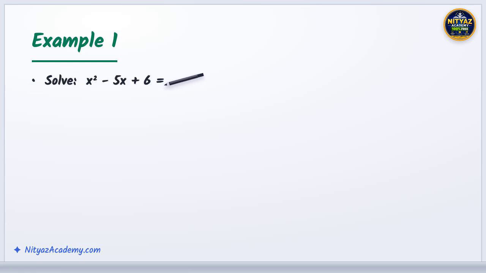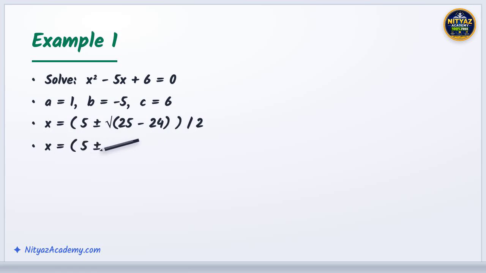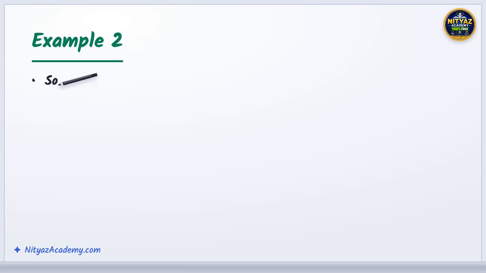Let's solve x squared minus 5x plus 6 equals 0. Here a is 1, b is negative 5, and c is 6. Plug in. X equals 5 plus or minus the square root of 25 minus 24 over 2. That's 5 plus or minus 1 over 2. So x is 3 or x is 2. Done. Now a tougher one.